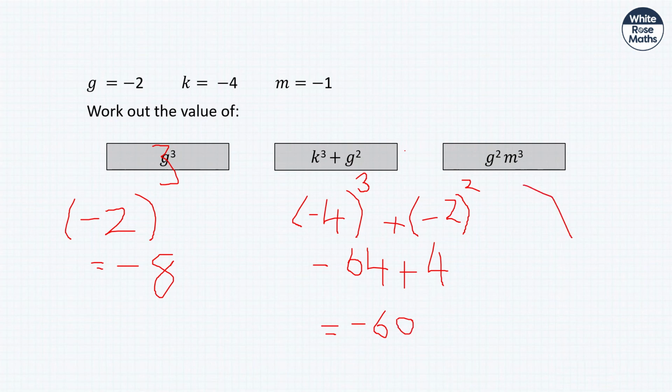This next one, okay, g squared m cubed. Well, m cubed will be minus 1. g squared is equal to positive 4. So we have 4 lots of minus 1, which is equal to minus 4.